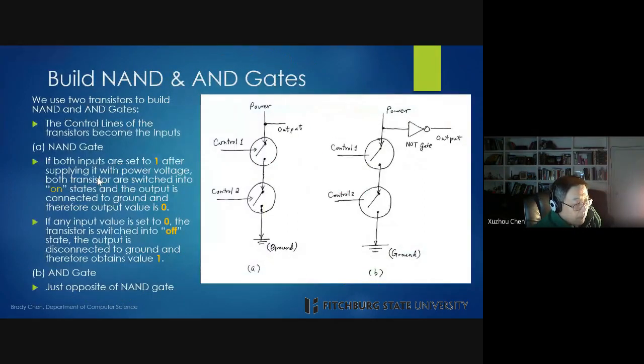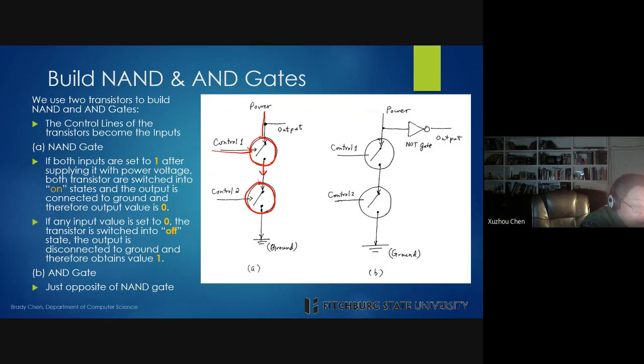Now, here's the other approach, to build the NAND gate. If you can build a NAND gate, then you can always build the AND gate. The AND gate is the negation of the NAND gate, right? So you can build a NAND gate first. In this case, you can use 2 transistors. Transistor 1, transistor 2. This is the collector. This is the emitter for transistor 1. This is control 1.